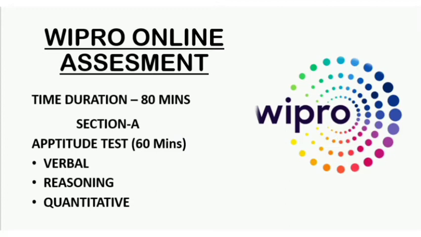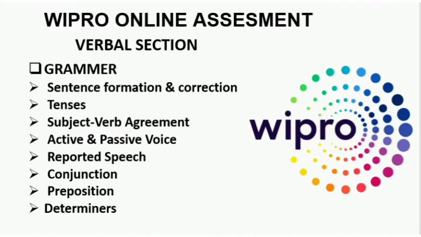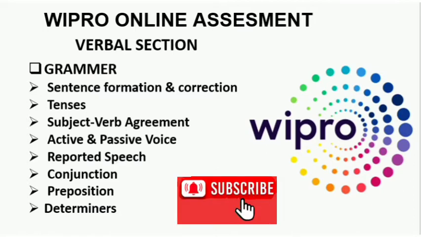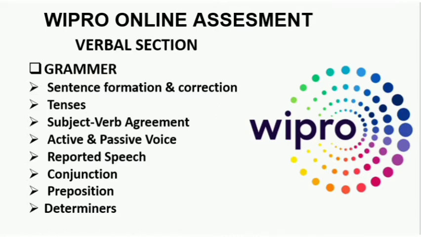Now let us discuss in detail each and every section in this assessment. In the verbal section, you have grammar. In grammar, you have sentence formation or correction. That means you have to correct a sentence; if any error is there, you have to identify it. Then grammatical questions might be from the chapters of grammar like tenses, subject verb agreement, active and passive voice, reported speech, which is also called direct or indirect speech. These two are very important: active passive voice and direct and indirect speech.